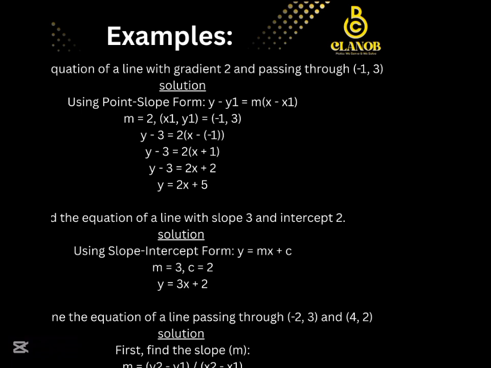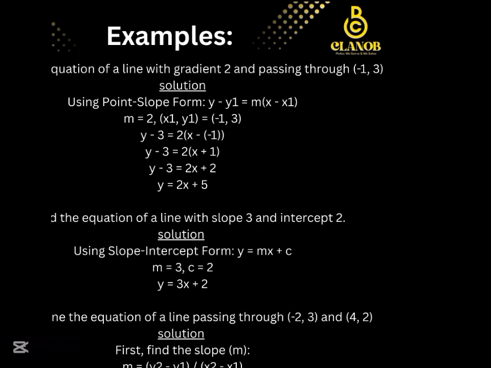Now, in what form are you presenting this? Your final answer, you discover that you're presenting it in the slope intercept form, right? Where in this case, your slope here is 2. Can you see it? y equals mx plus 5, where c here is your intercept.